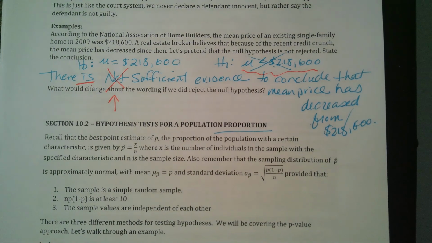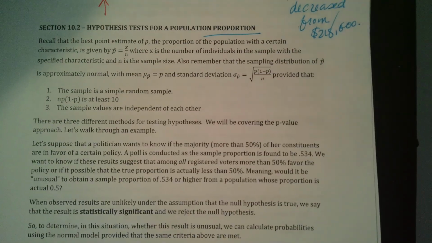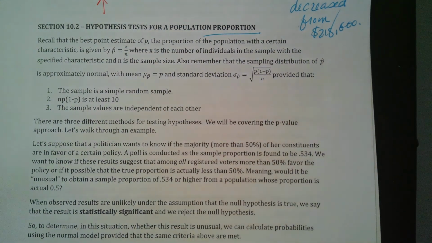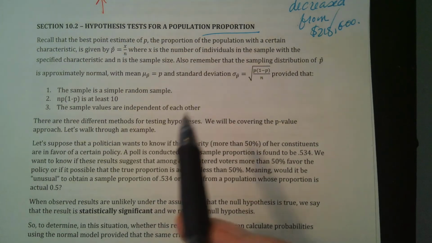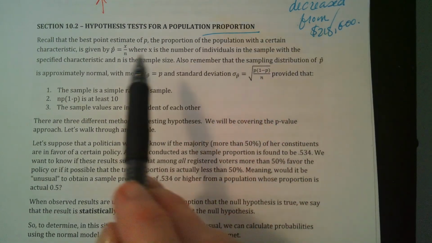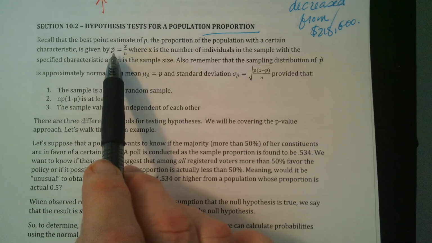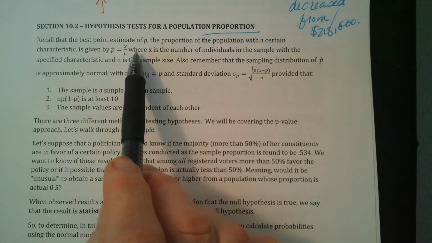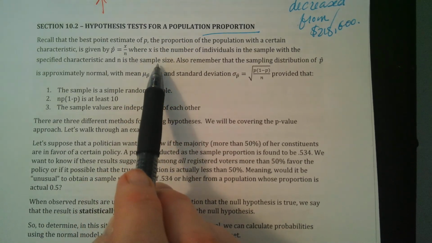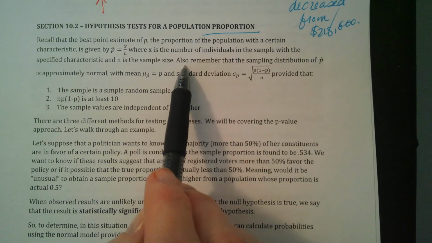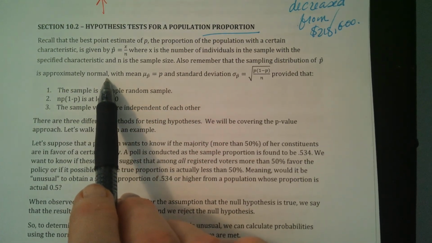Okay, so we'll do more examples of that, but let's talk about what it would look like from a proportion standpoint. So let's recall that the best point estimate of the proportion parameter, the proportion of a population with a certain characteristic, will be given by p hat. That's coming from your sample. X will be the number of individuals in the sample that have that characteristic, and n is the sample size. Also remember that the sampling distribution of p hat has to be approximately normal.